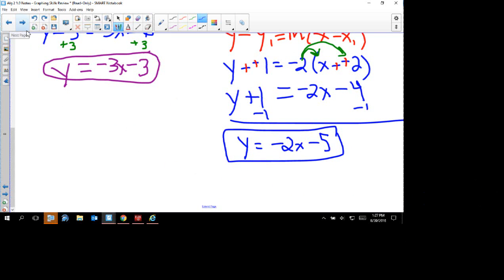All right, last page. Last example, we'll go quick. Last example. Make sure everybody's caught up, I don't want to go too fast.